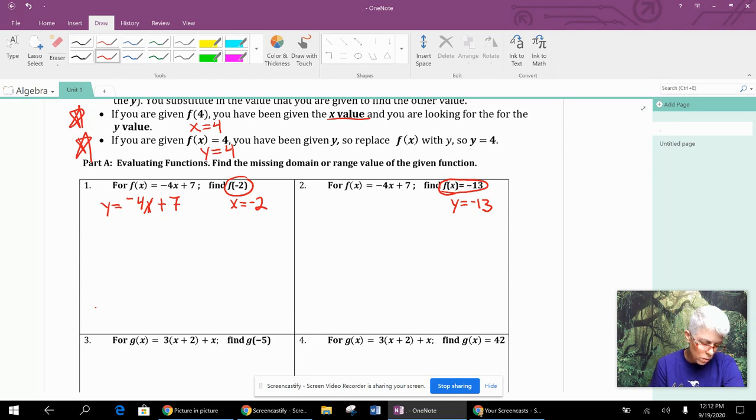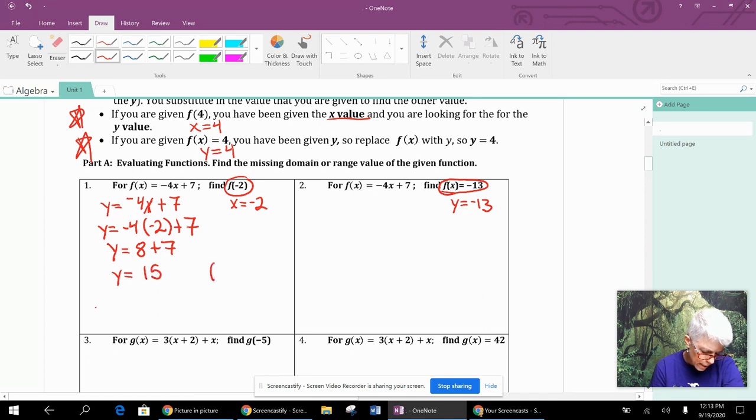So let's just go ahead and do this. We're going to substitute, which you've been doing since 5th or 6th grade. So Y equals -4 times -2 plus 7. Y equals +8 plus 7. Y equals 15.